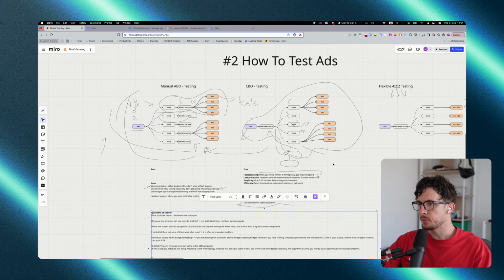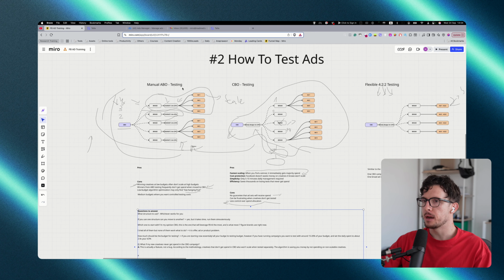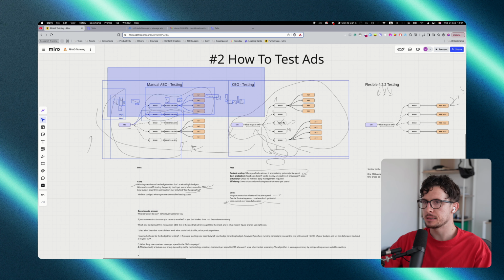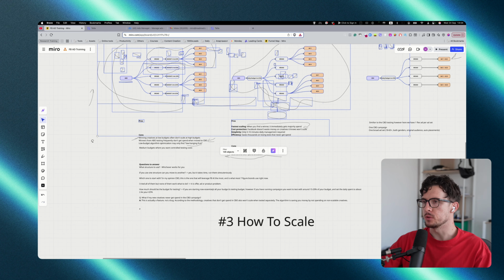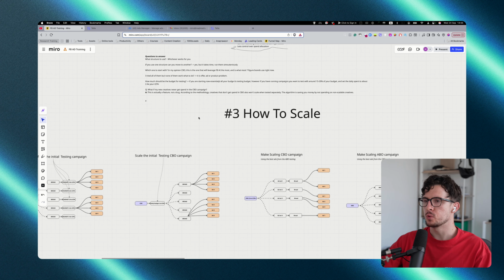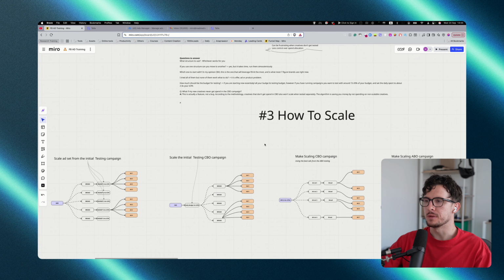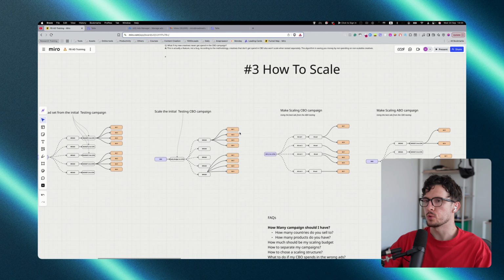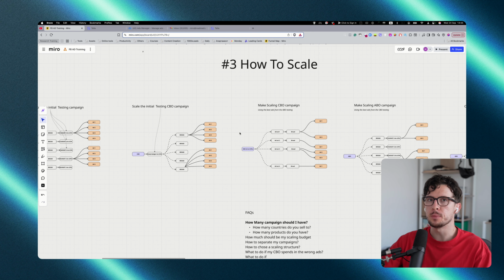With that being said, we covered the 3 main frameworks. Now, depending on which one you decide to go with and which one you use, that will also determine which one of the scaling frameworks you're going to use in the future, but that will be for the next video.